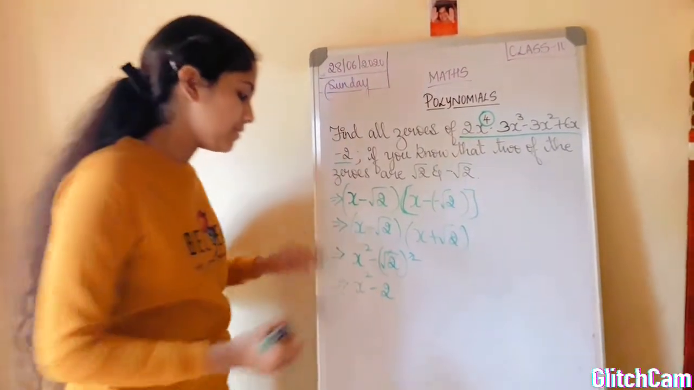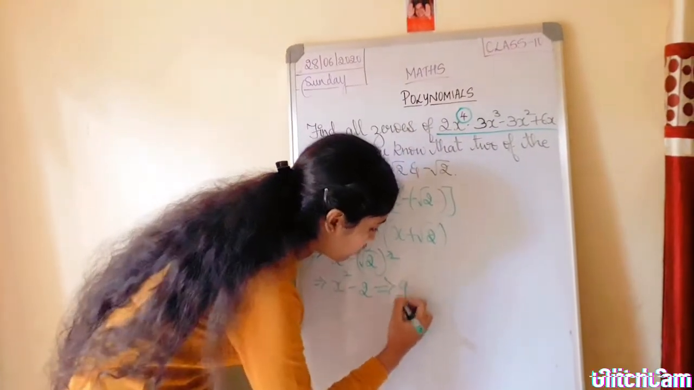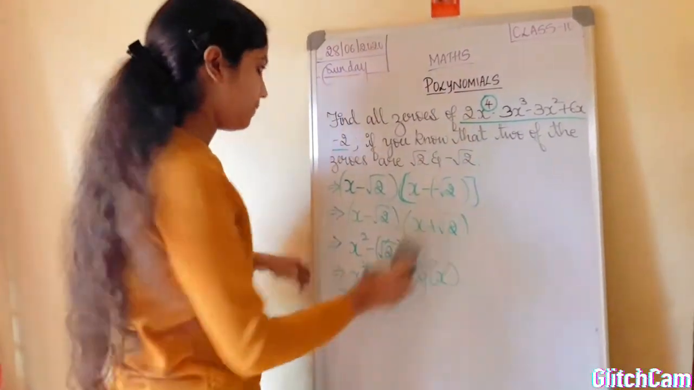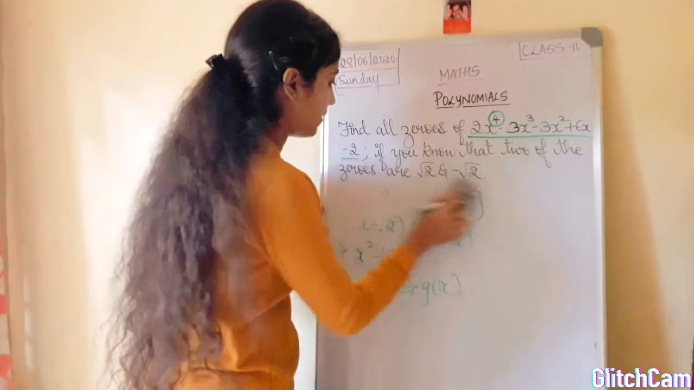Now this becomes the g of x. G of x is nothing but the divisor. Now x square minus 2.